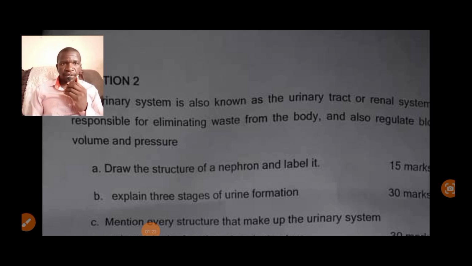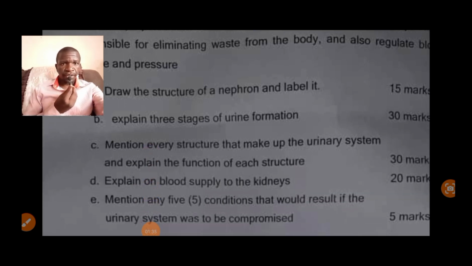B, explain the stages of urine formation for 30 marks. We're going to look at it and explain. C, mention every structure that makes up the urinary system. D, explain the blood supply to the kidneys for 20 marks. E, mention any 5 conditions that would result if the urinary system was to be compromised.